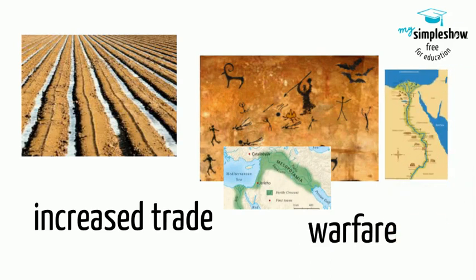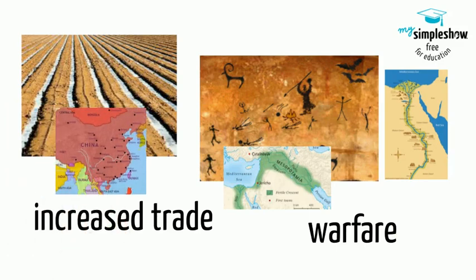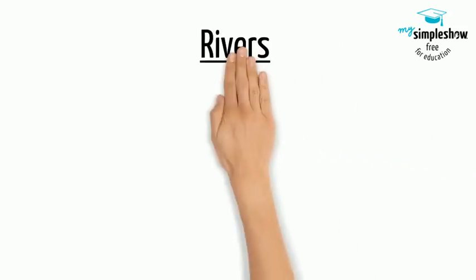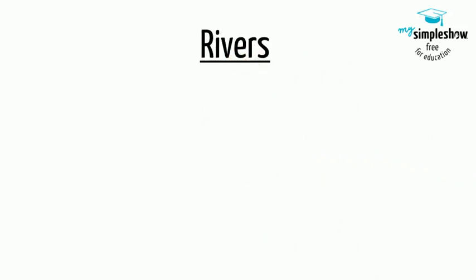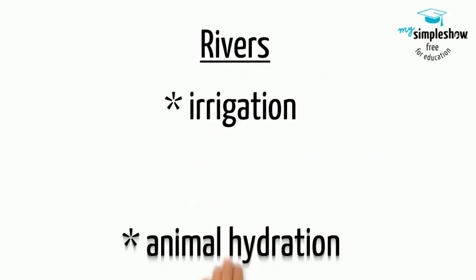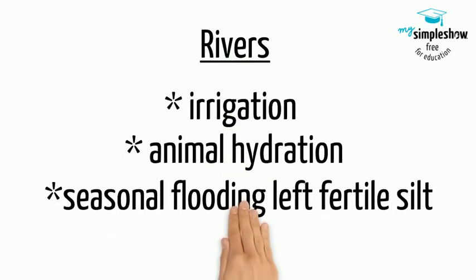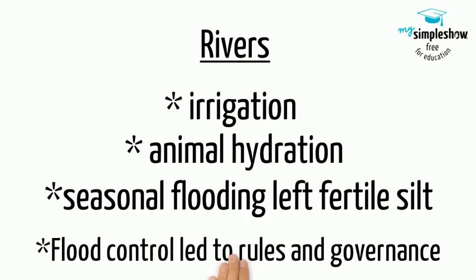In the Eastern Hemisphere, river valleys fostered incredible amounts of growth. The large river systems provided transportation of crops, water supply for irrigation, hydration for animals, and fertile soil in the silt that was spread around by seasonal flooding. Sources say flood control became the reason for the formation of governments.